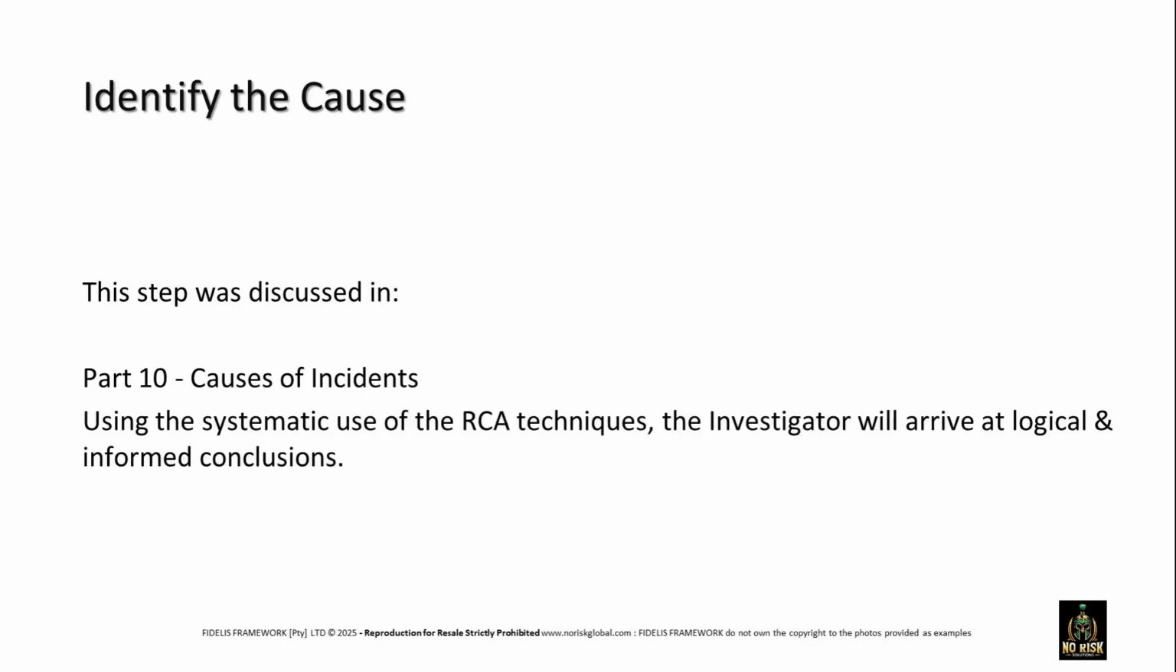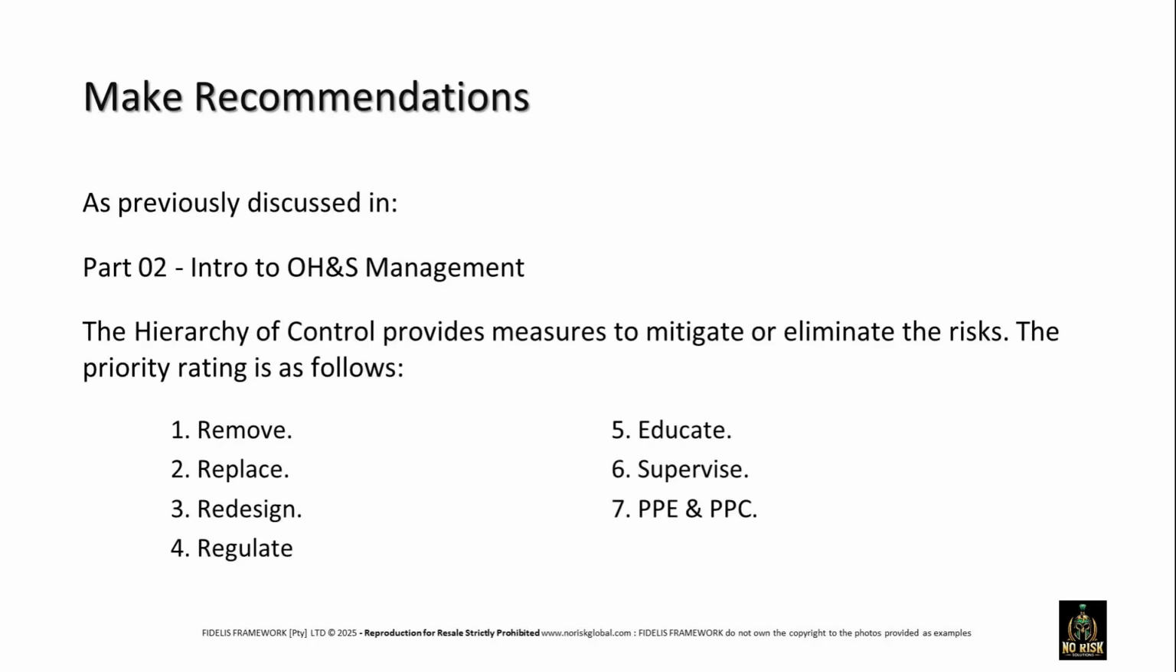Identifying the cause of incidents involves using systematic RCA techniques. This process allows investigators to arrive at logical and informed conclusions by analyzing the root causes and contributing factors. Understanding the cause is essential for preventing future occurrences. Making recommendations is a vital part of OH&S management. The hierarchy of control provides measures to mitigate or eliminate risks, including removal, replacement, regulation, education, supervision, and PPE. These recommendations help prioritize actions to ensure safety and prevent future incidents.